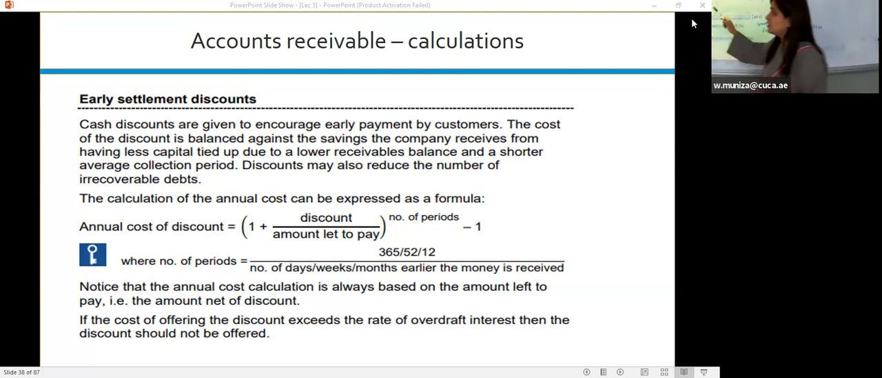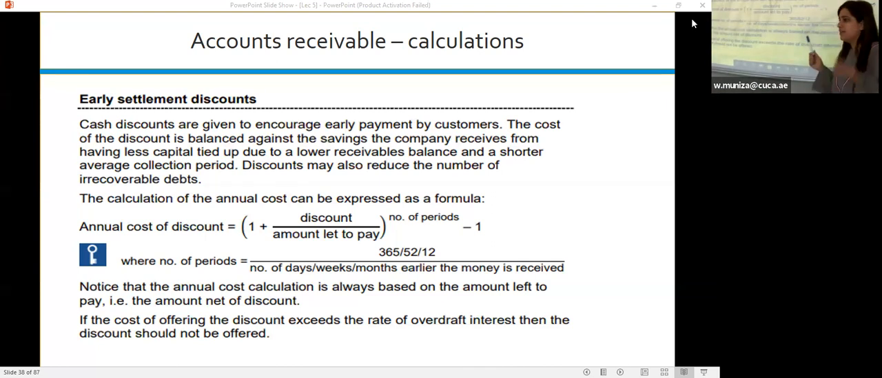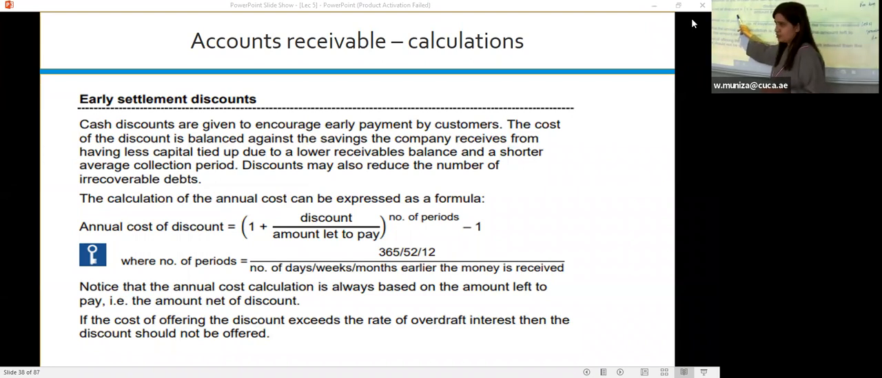Now, there is the cost of discount also. When we are giving the cash discount, the settlement discount, there is a certain cost for that. That is known as the annual cost of discount. With the help of the formula, we can calculate it in this manner. 1 plus discount divided by the amount left to pay. In the book, it is written wrong. It is amount left to pay. Okay, so this is LEFT. Discount divided by amount left to pay, raised to the power, which is going to be the number of periods.